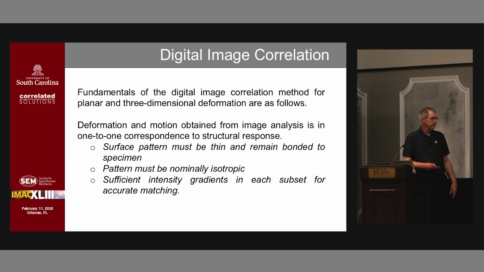They're listed here. The deformation motion must be in one-to-one correspondence. There's so many times that I've seen people put on patterns or think they know what's going on, when in reality the pattern is debonded, it's separated, cracks are growing underneath the pattern. It makes it very difficult to extract information when you don't know for sure that there's a one-to-one correspondence. What you see in the image must match what the specimen is doing. That's first. Then you deal with the issues with the pattern, and those are here.